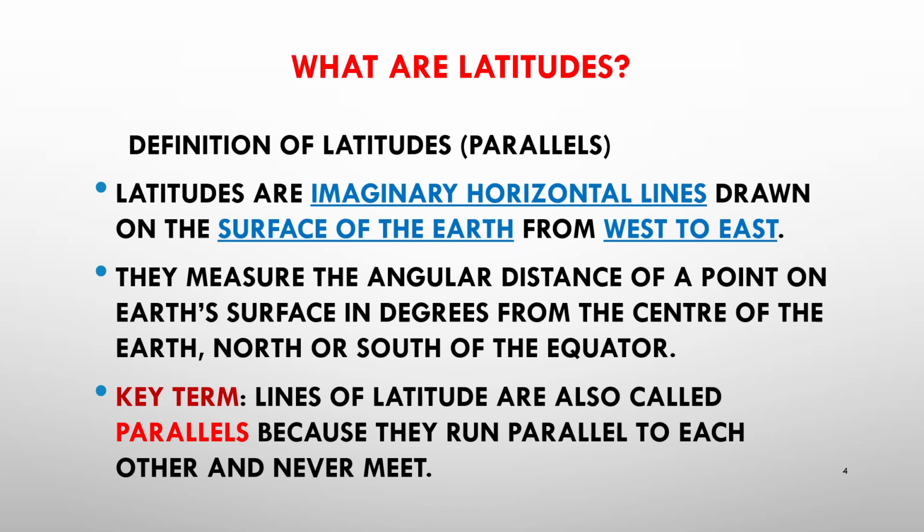The equator as the reference point. Central to understanding latitudes is the concept of the equator. The equator is the starting point, that is the 0 point, from which all the latitude measurements begin. It is an imaginary line that runs around the middle of the earth, dividing it into two equal halves, the northern hemisphere and the southern hemisphere.